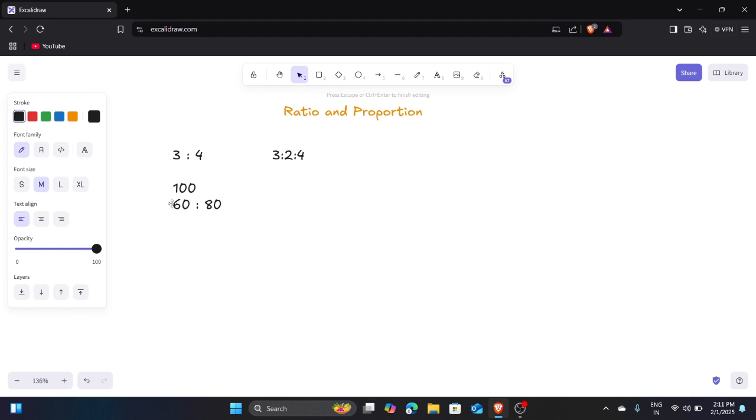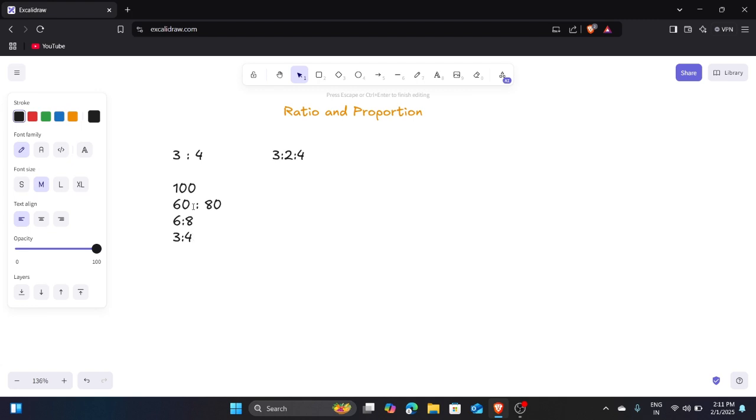If you divide both sides by the same number, first you divide by 10, so it is 6:8. Then you divide it by 2, so it is 3:4. Now you can see that the numbers match. So this is the comparison between you and your friend, and we can represent it as a ratio in that way.